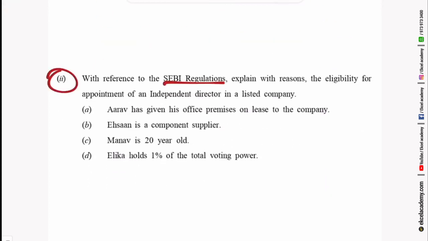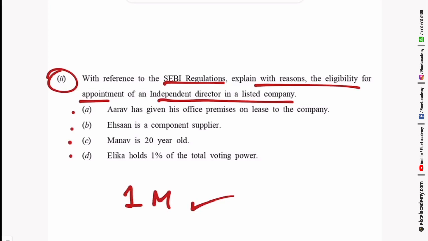With reference to SEBI regulations, explain the eligibility for appointment of an independent director in a listed company. So how do we appoint an independent director in a listed company is the question. And what I like is there are 4 sub questions, meaning each sub question is a 1 mark question, right? So it is easy to score. In such questions you should definitely score very well.